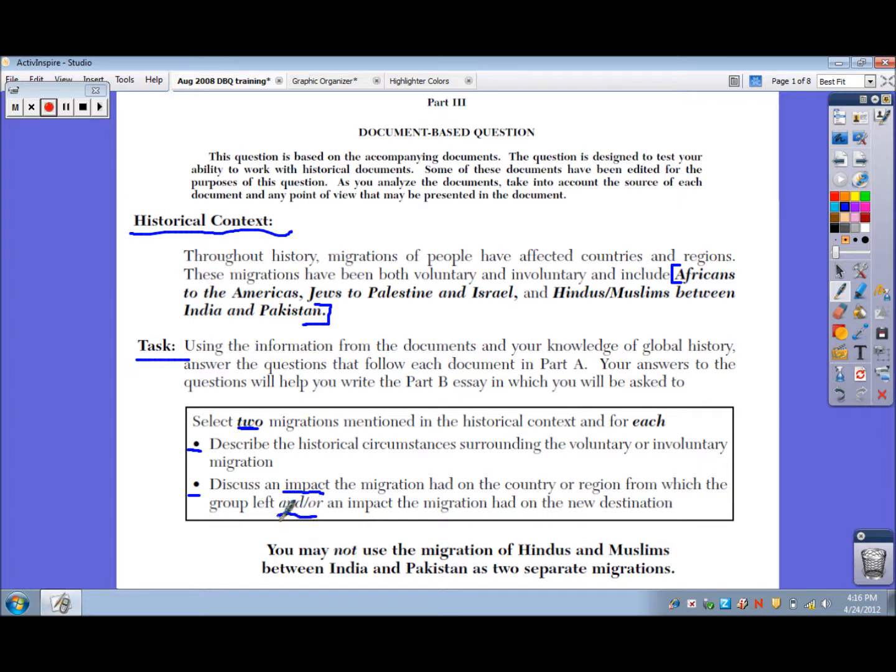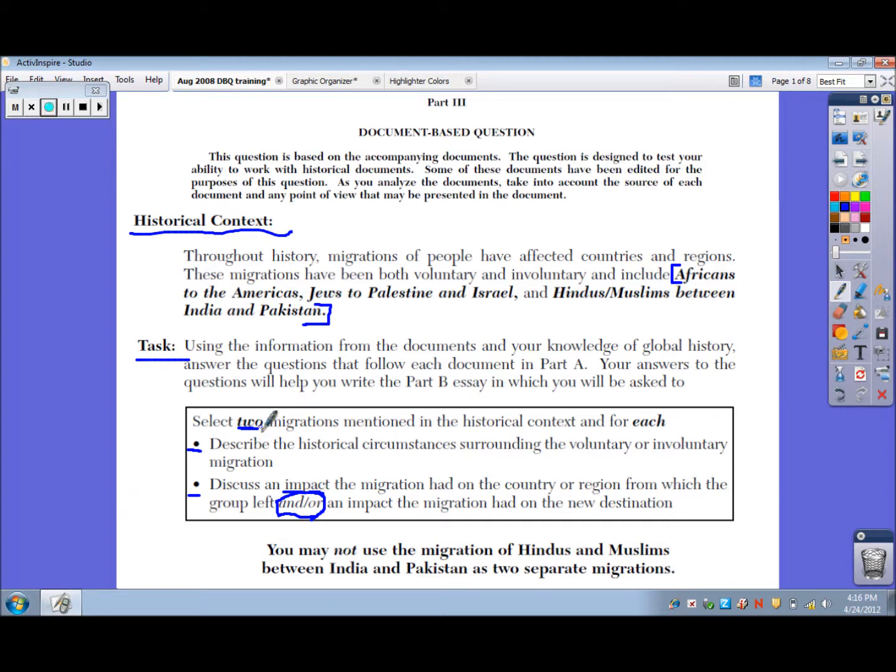I want to bring your attention to and or for a minute. When you see this, assume and. A good writer is going to give me both. A sloppy writer, a slacker, is going to just do one. So if you see and or, just assume it's and. That's a really good point of reference.